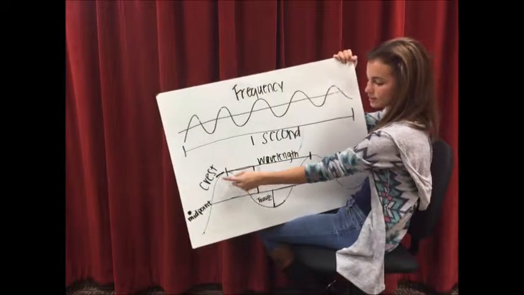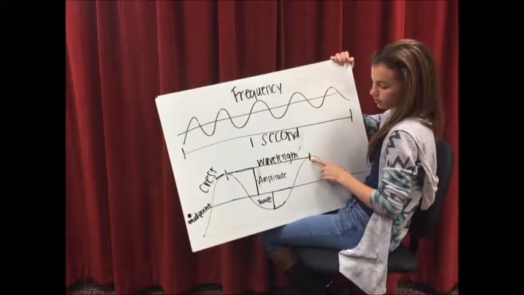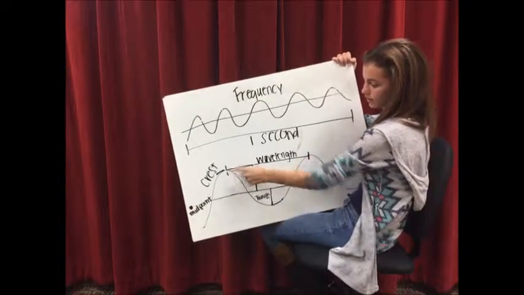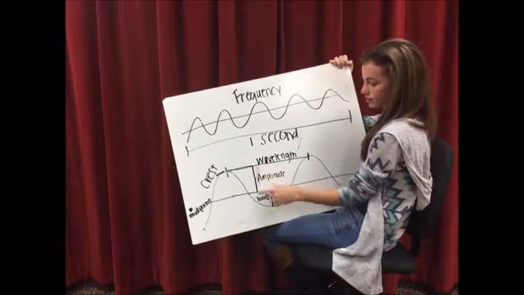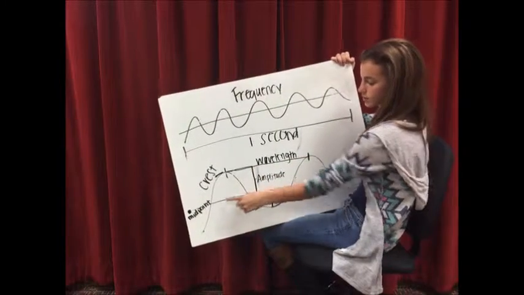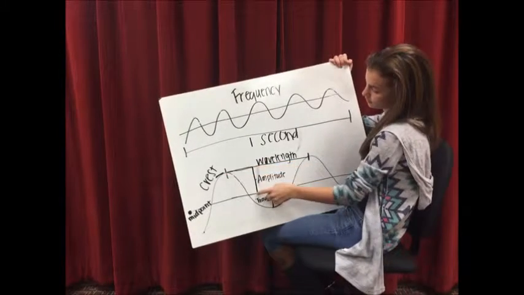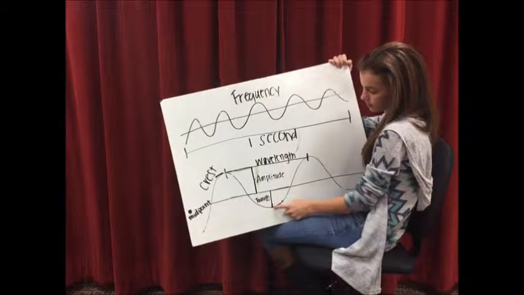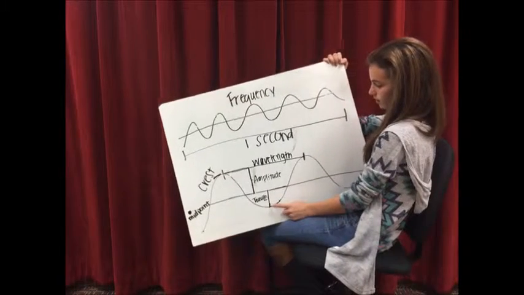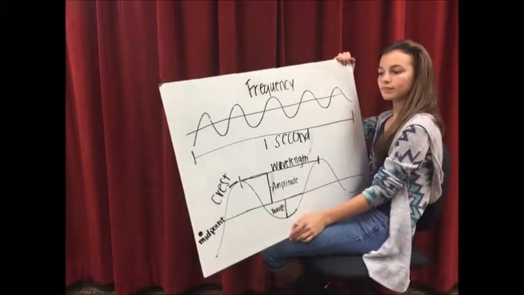Now, a wavelength is from the middle of one wave to the middle of another wave. So from here to here is the wavelength of this wave. The amplitude is from the midpoint, which is right here, to the top of the wave. So from here to here is the amplitude. The trough is from the midpoint to the bottom of the wave, and the crest is the very top of the wave.